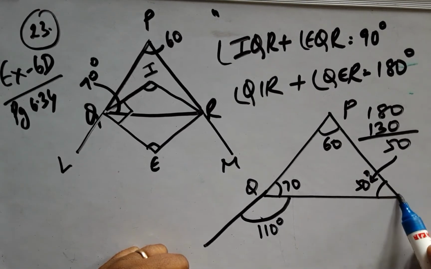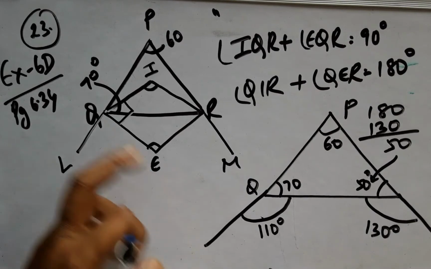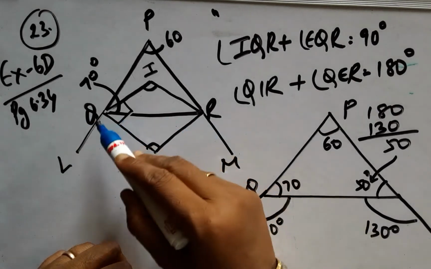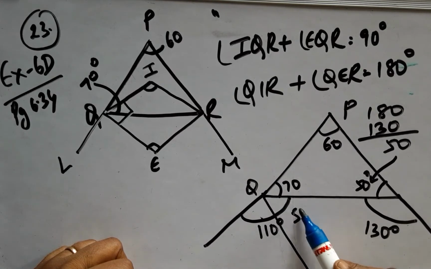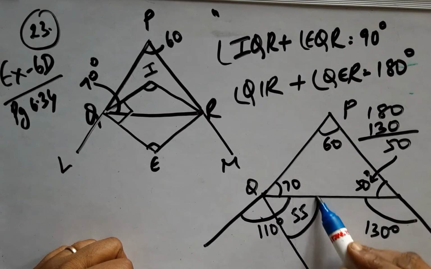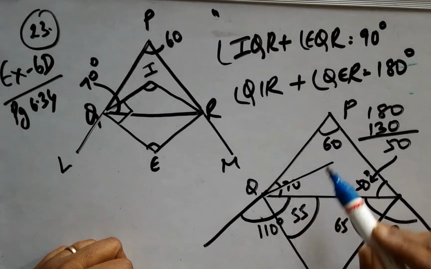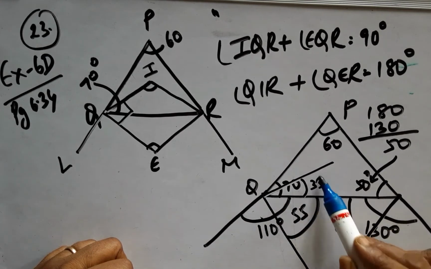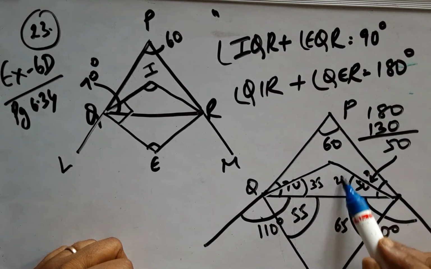Similarly, I have an extension of this line and I will be having 130 here, and I have a bisector here wherein I will get RQE value. This is a bisector, then this component is 55 degrees, and here also it is divided, I get 65 here, and these are bisectors, so this is 35, and these are bisectors, therefore this is 25.